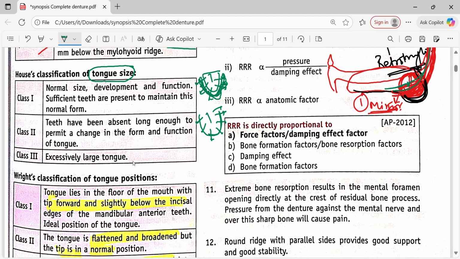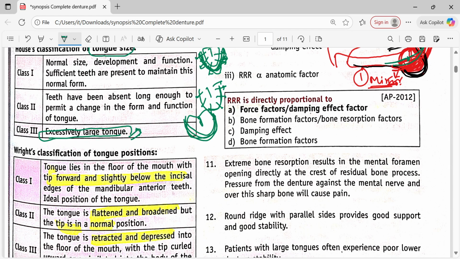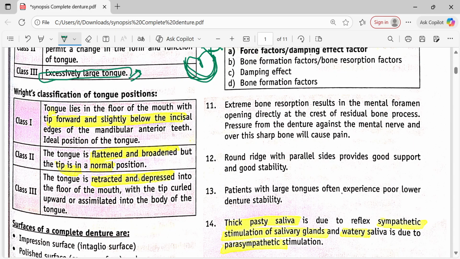And type 3, that is class 3, is an excessively large tongue, and it is seen in very poor ridge where the tongue has almost covered the ridge. Suppose this is your ridge and the tongue has covered the ridge part, and because of that your denture will be very loose and it will not have much stability.